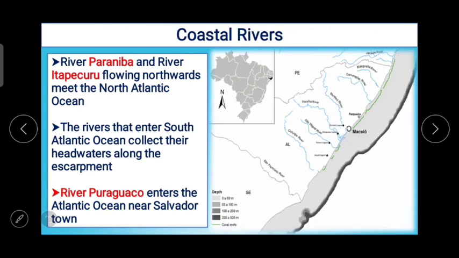Coastal rivers of Brazil. Brazil has a number of short coastal rivers and in that the coastal area being densely populated, these rivers attain significance. River Paraiba and river Itapecuru flowing northwards meet the North Atlantic Ocean.